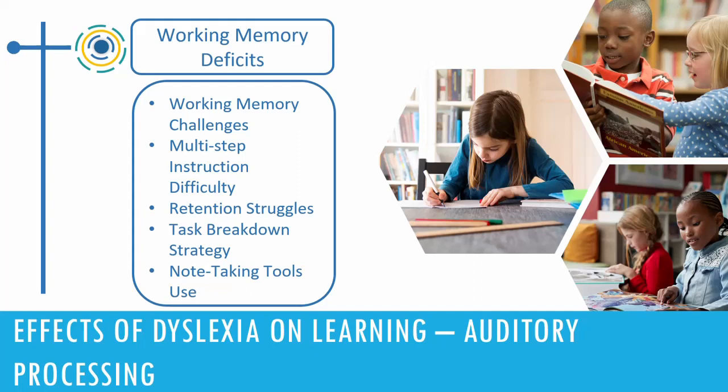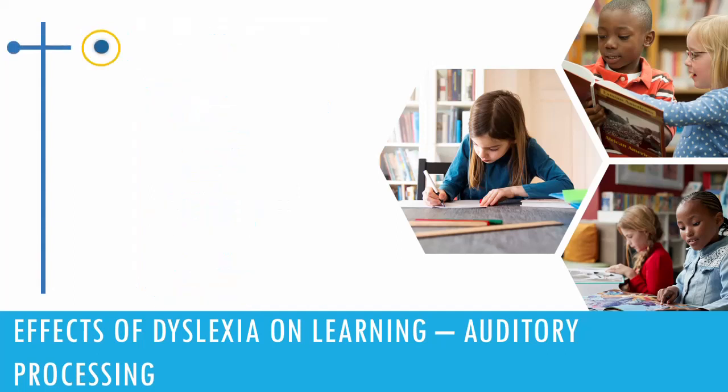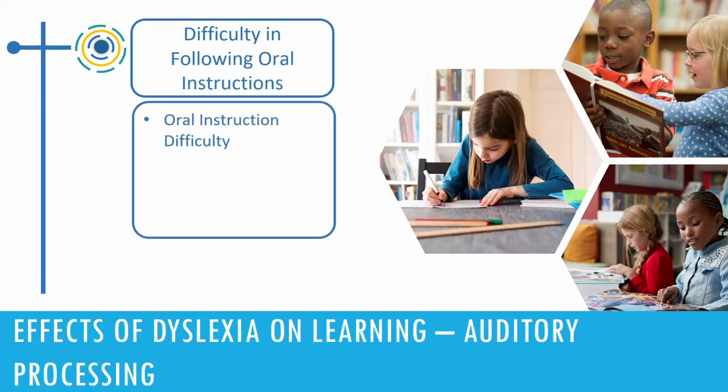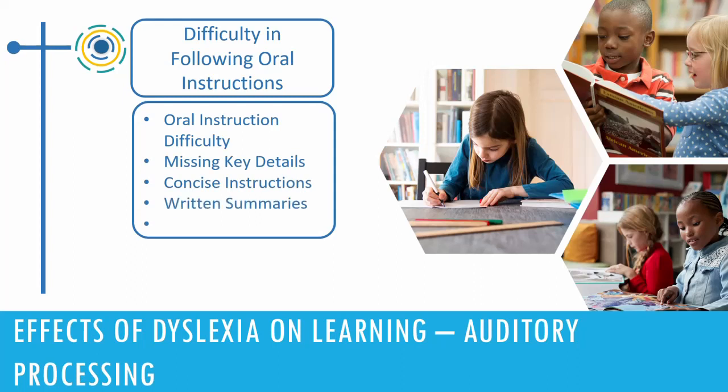Strategies to support these students include breaking down tasks into smaller, more manageable steps, repeating or rephrasing instructions, and allowing the use of note-taking tools or memory aids. Difficulty in following oral instructions. Because of their auditory processing and working memory challenges, students with dyslexia might find it particularly hard to follow complex or lengthy oral instructions. They may miss key details or become confused about the sequence of steps required.